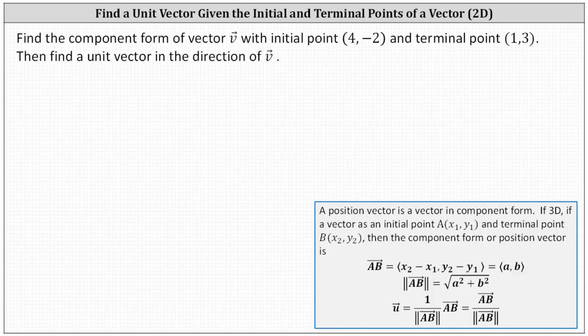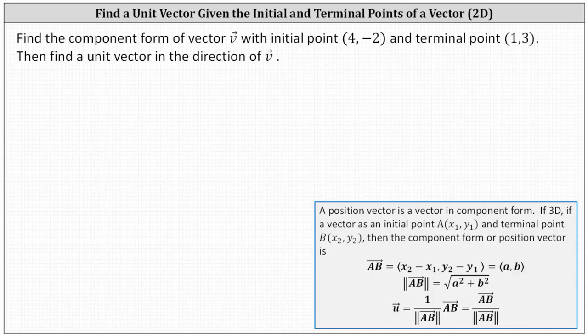We're asked to find the component form of vector v with initial point (4, -2) and terminal point (1, 3). And then we're asked to find a unit vector in the direction of vector v. Determining a unit vector can also be referred to as normalizing a vector.